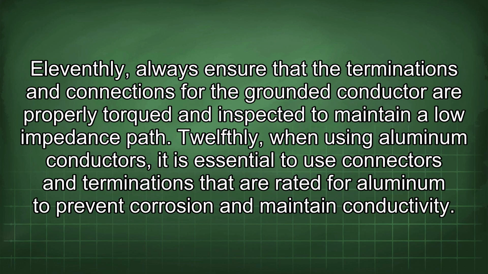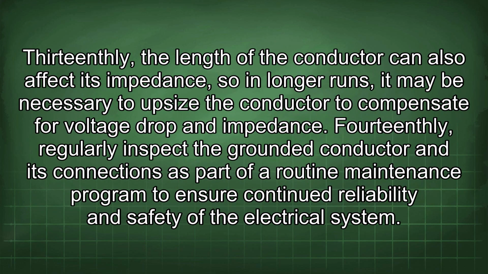Eleventhly, always ensure that the terminations and connections for the grounded conductor are properly torqued and inspected to maintain a low impedance path. Twelfthly, when using aluminum conductors, it is essential to use connectors and terminations that are rated for aluminum to prevent corrosion and maintain conductivity. Thirteenthly, the length of the conductor can also affect its impedance, so in longer runs, it may be necessary to upsize the conductor to compensate for voltage drop and impedance.